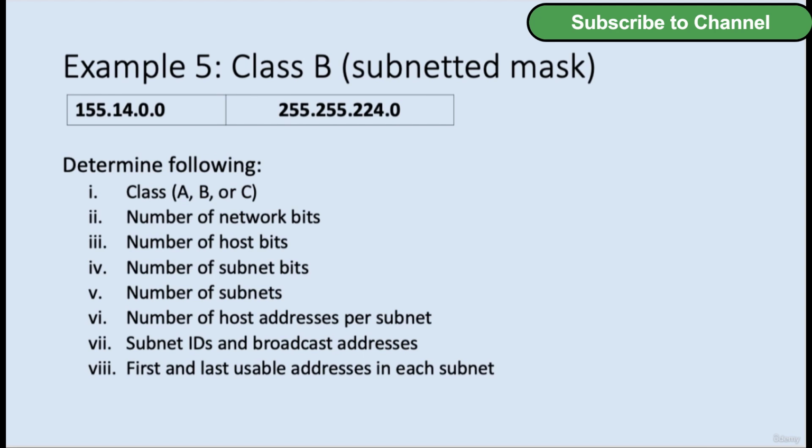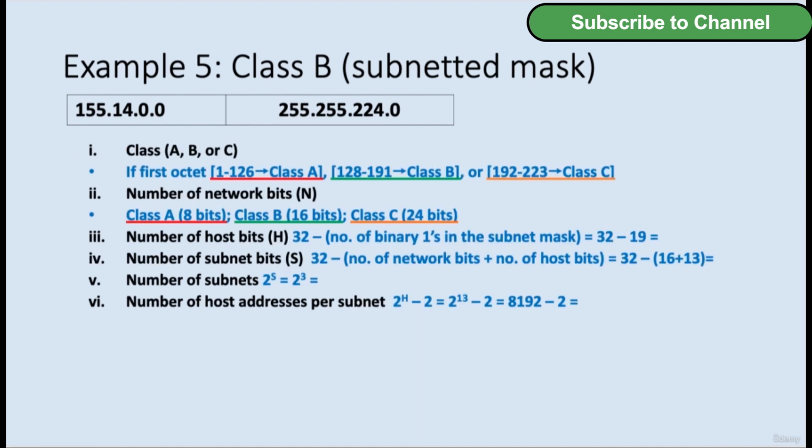This is a class B subnetting example where we have to calculate the listed 8 values. The given IP address is 155.14.0.0 while the subnet mask is 255.255.224.0. Seeing this first octet value, we know that it's a class B IP address while the subnet mask is not default. When the subnet mask is not default, it means subnet bits are present and subnets are created in this address.